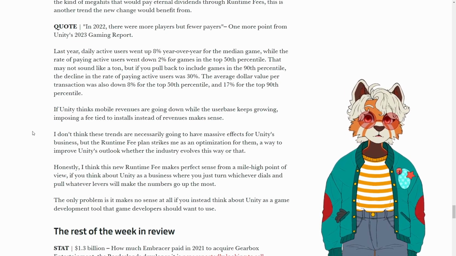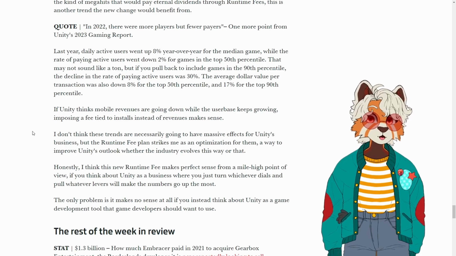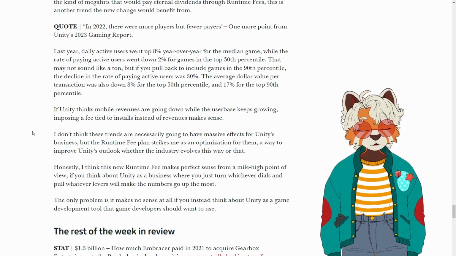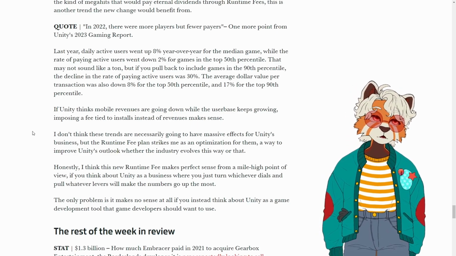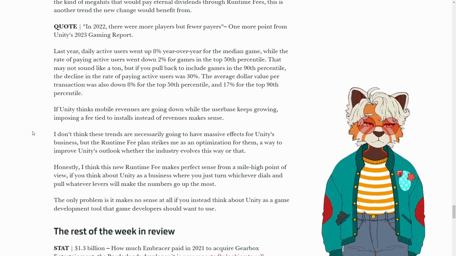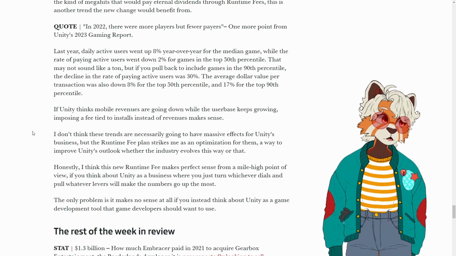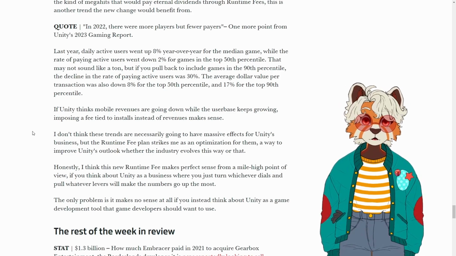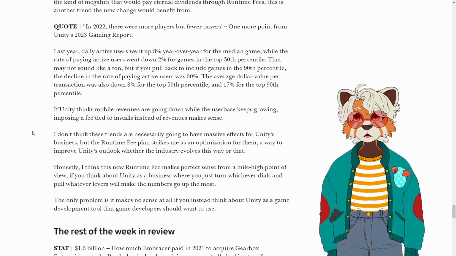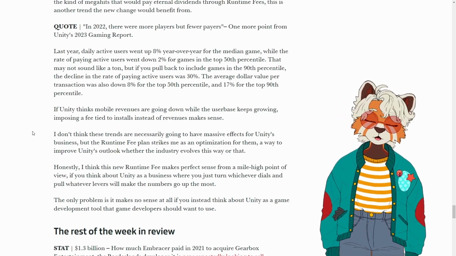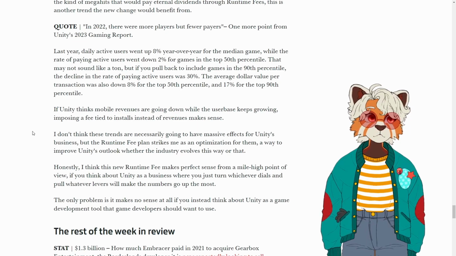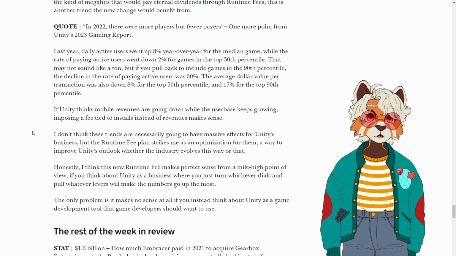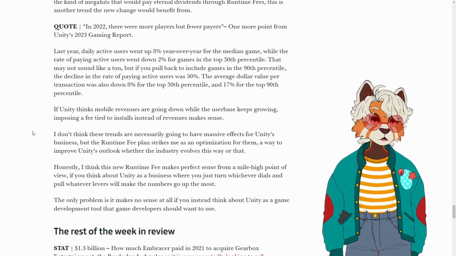The only problem is it makes no sense at all if you think about Unity as a game development tool that game developers would want to use. Yeah, so I've talked about the trust thermocline. For those that aren't familiar, if you look at an iceberg in the water, there's something called the thermocline. An iceberg can take a certain amount of heat and remain largely intact, but when the heat reaches a certain point, it starts to very rapidly melt. Trust is the same way.